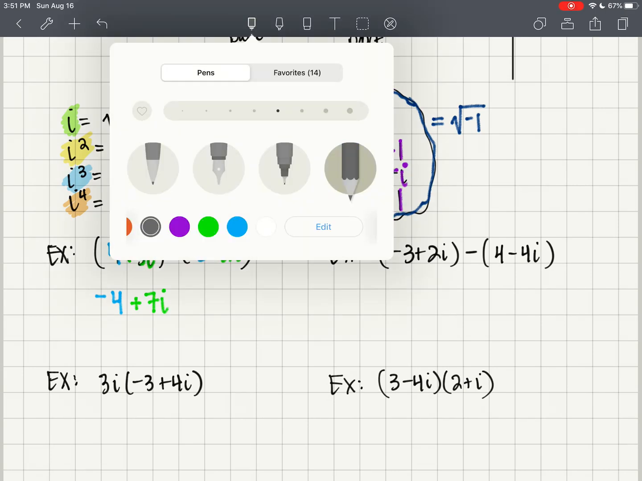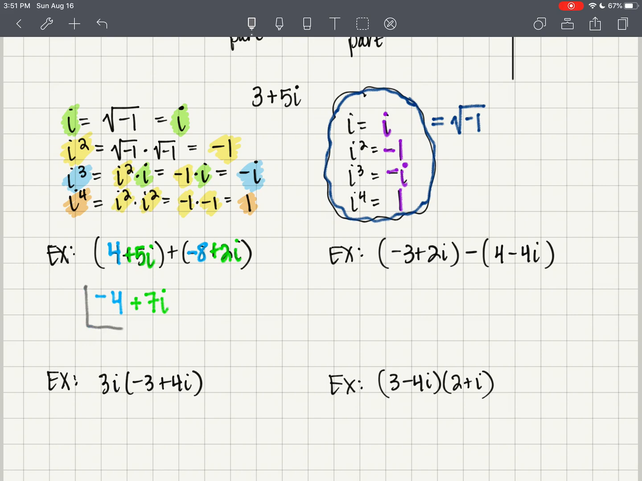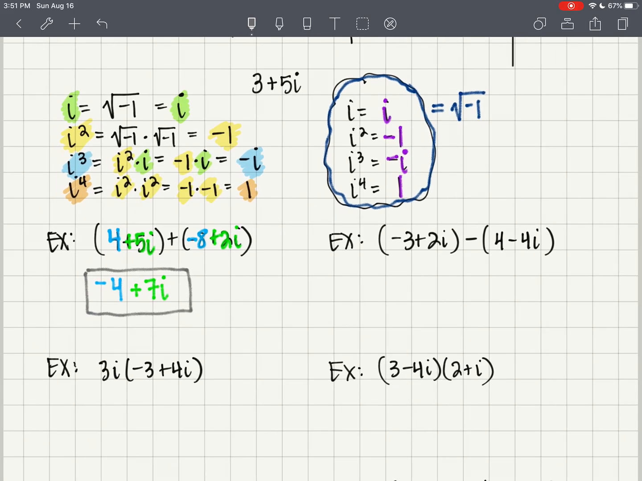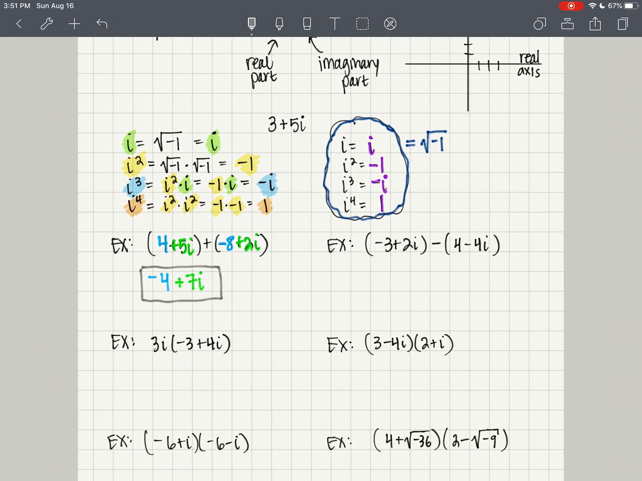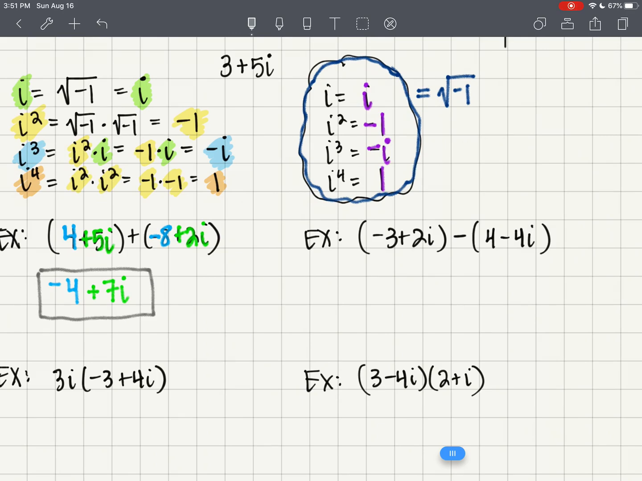And that is our answer. Now when we subtract, we need to subtract the entire complex number, which means we're going to be distributing that negative sign. So -3 plus 2i remains, but then we're going to have -4 plus 4i.